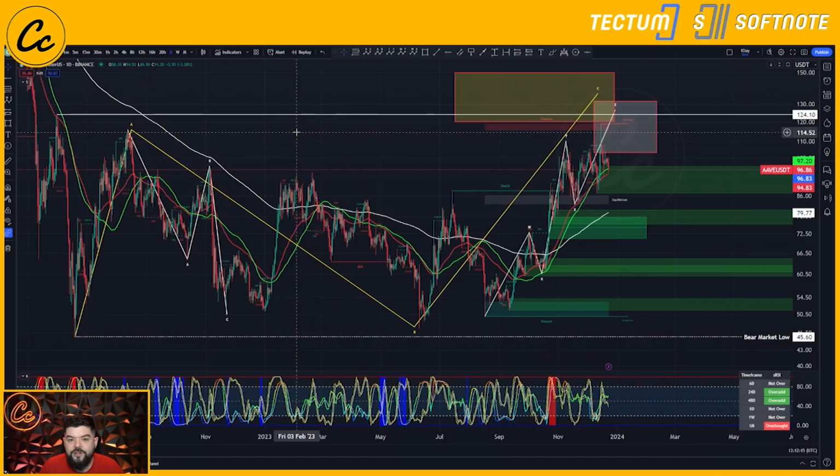It's not something that's spoken about all too much here, so let's dive into this one, and we will of course start over here on the daily time frame, so we really understand the move that we are looking at playing out here.